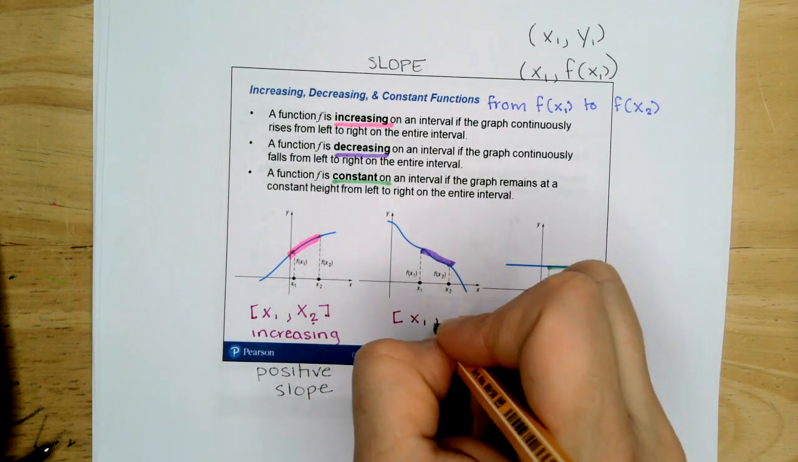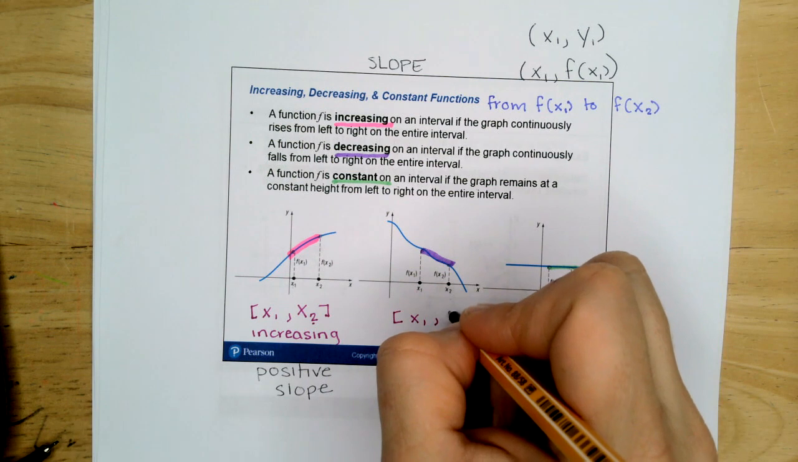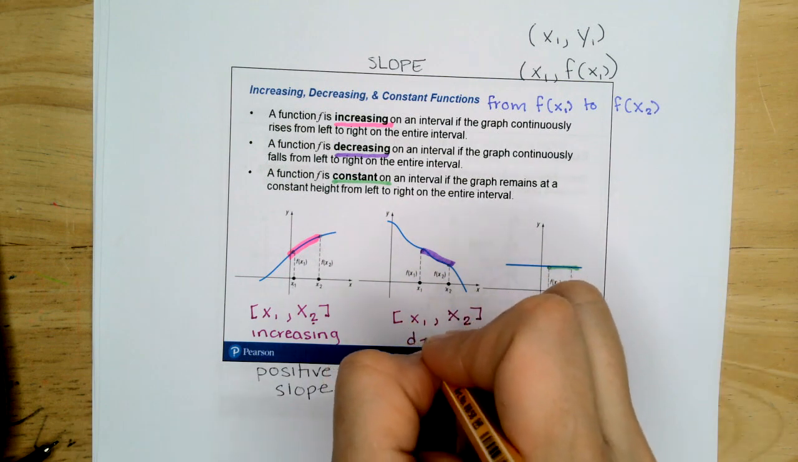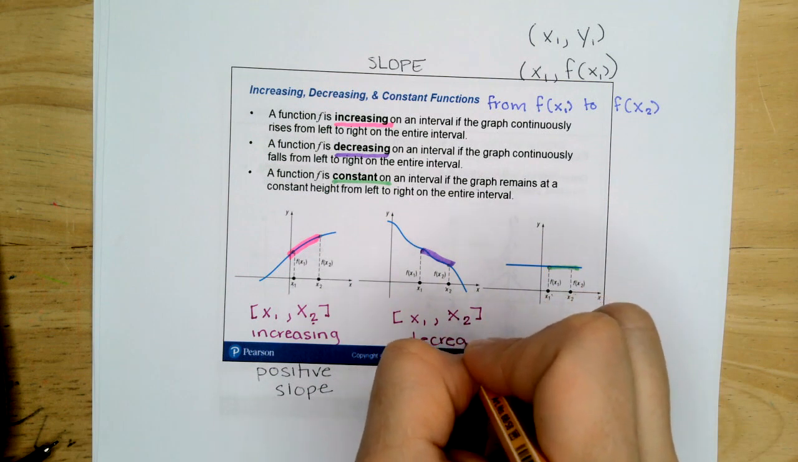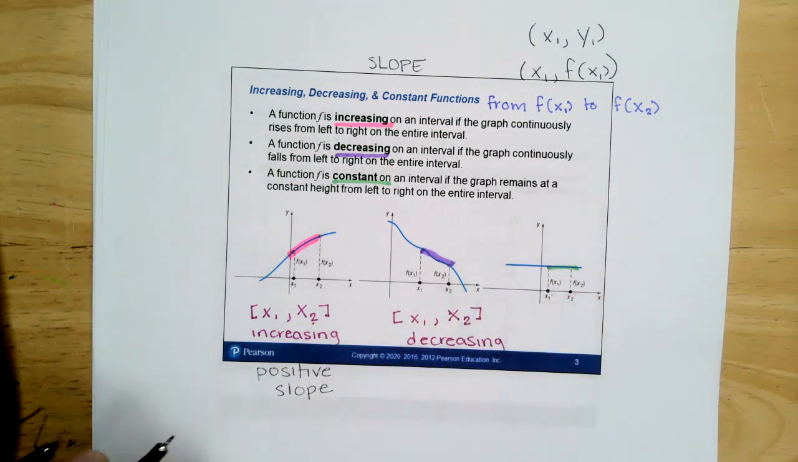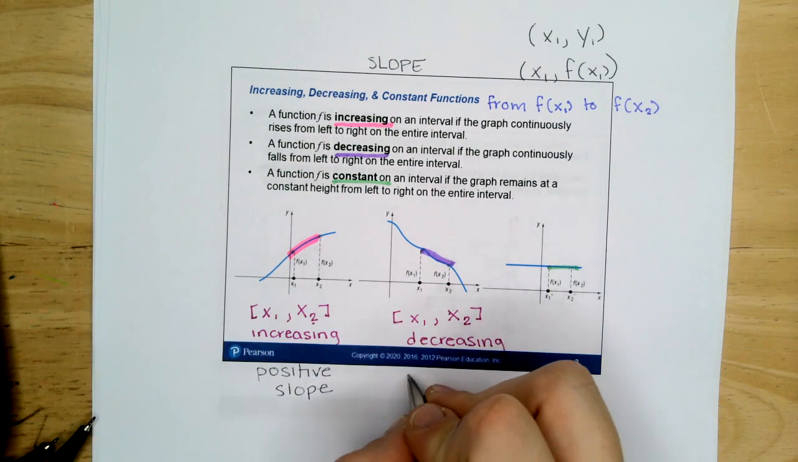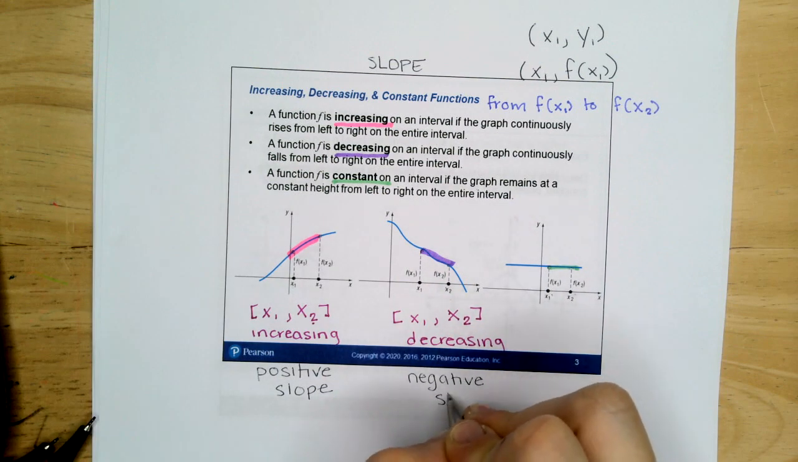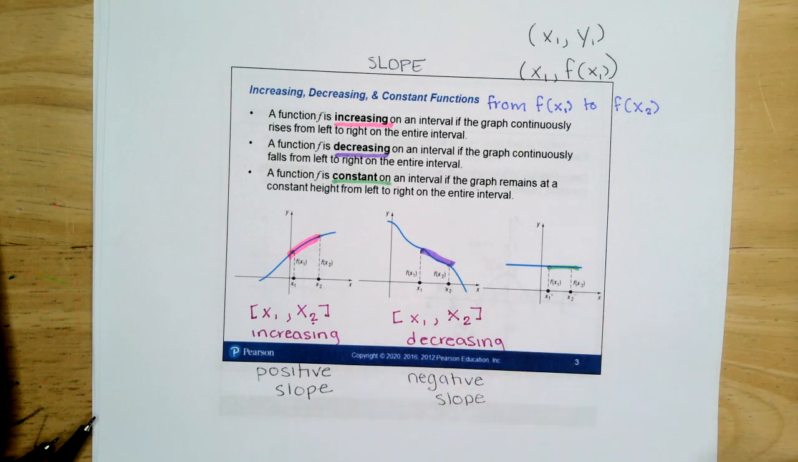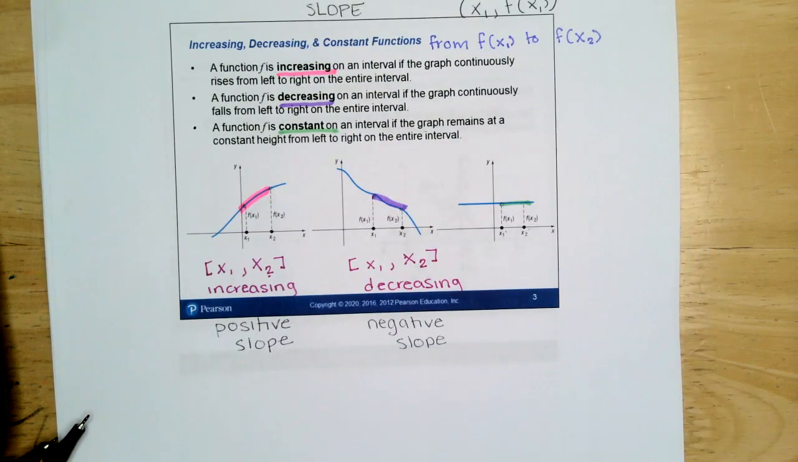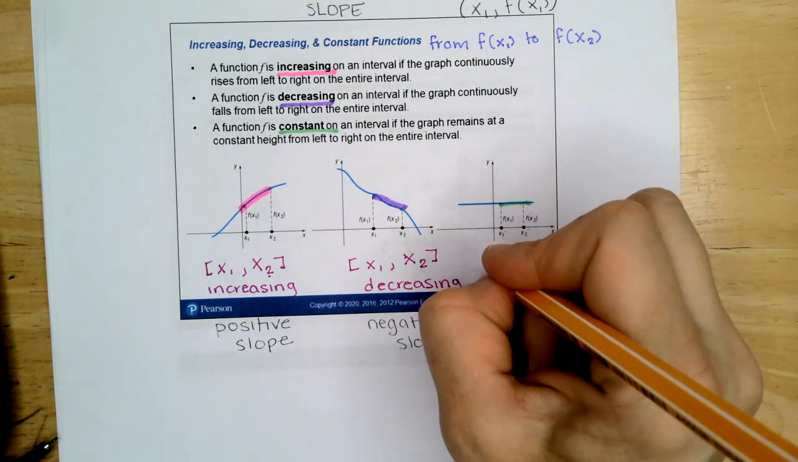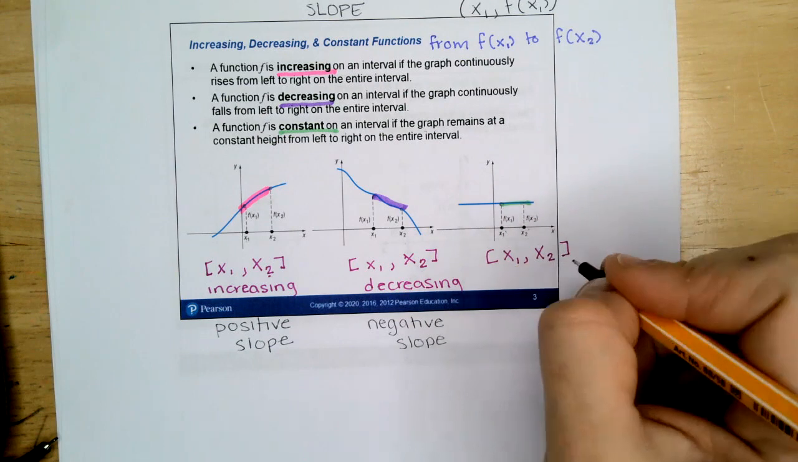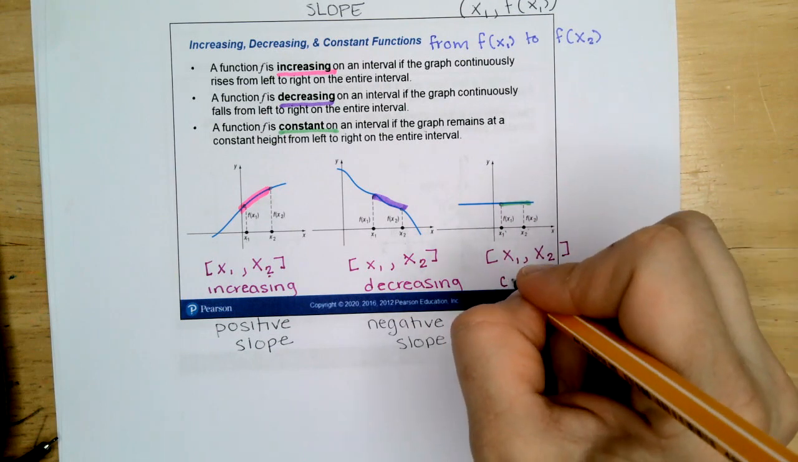Here, between and including x1 until and including x2, it is decreasing. It has a negative slope. You should definitely feel comfortable with slope. Negative slope. Good. And then here, from x sub 1 to x sub 2, it is going to be constant.